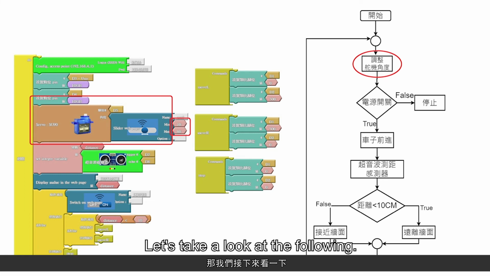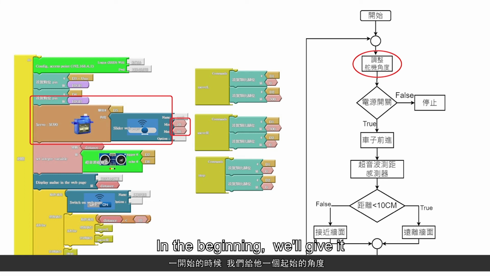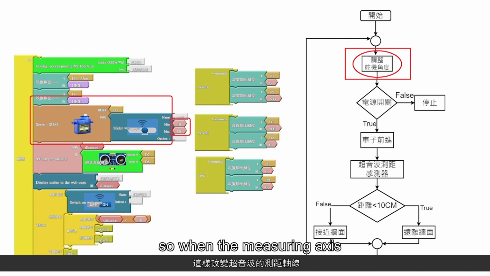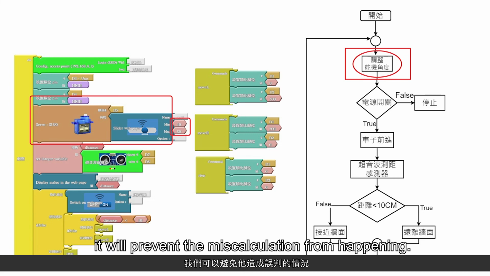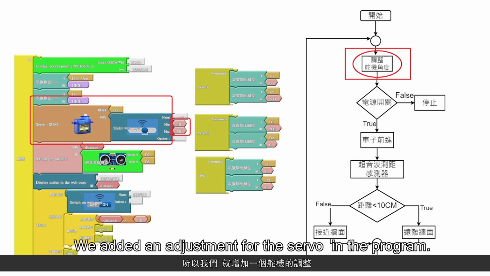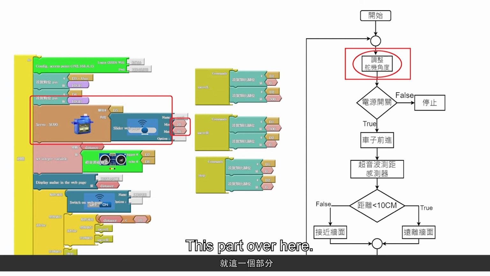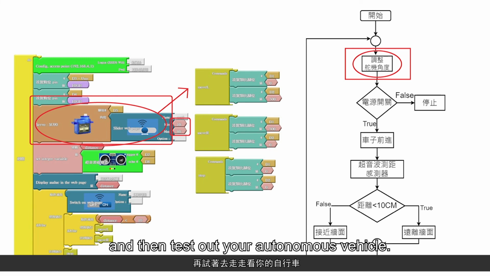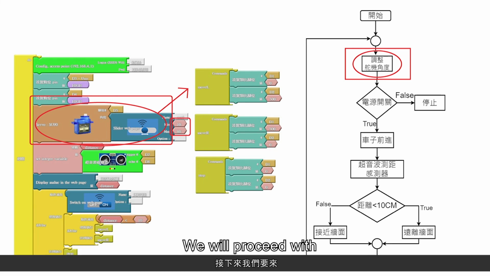Let's take a look at the following. We'll first add a slider. In the beginning, we'll give it an initial angle, so that we don't need to be parallel to the wall. I give it an angle, so when the measuring axis is different from the vehicle's axis, it will prevent a miscalculation from happening. We added an adjustment for the servo in the program. This part over here, you can add this line into the program, and then test out your autonomous vehicle. You may find out about certain things. We will proceed with writing the next program according to this feature.